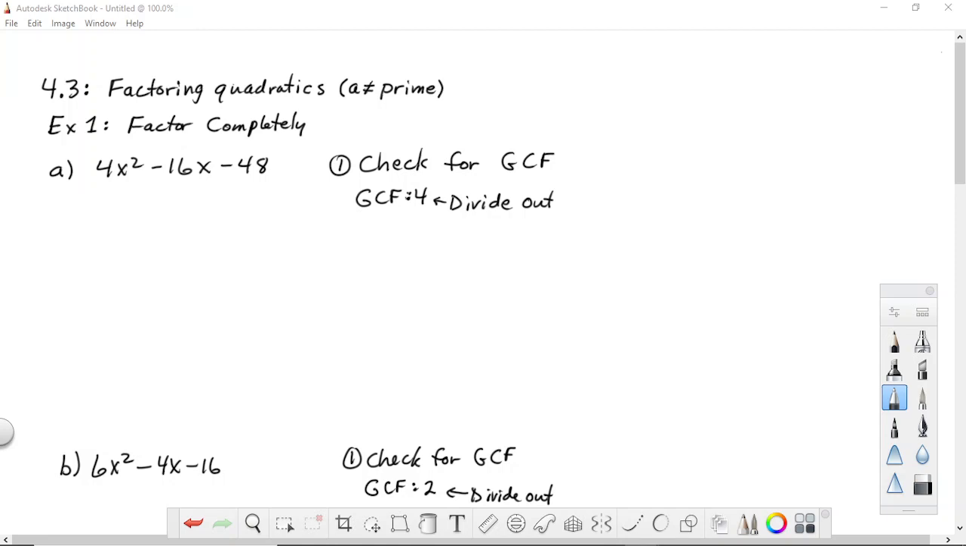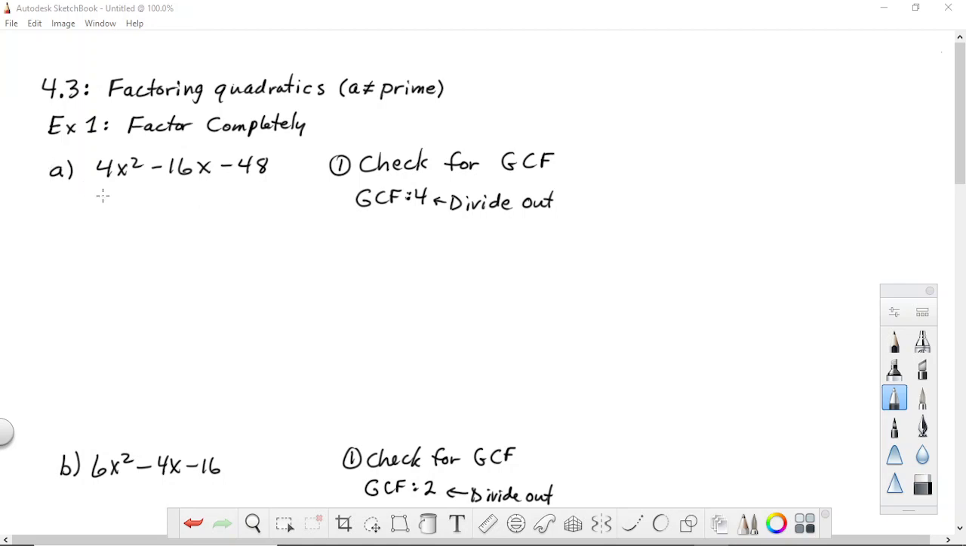Today we're going to be factoring quadratics again, and today we're looking at cases when a is not prime. Yesterday all the examples had a, which is the coefficient of x squared, as a prime number, and today it will not be. So when a is not prime, the first thing you need to do is check for a greatest common factor that can be factored out of all three terms.